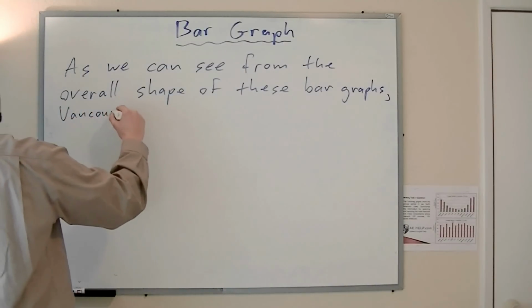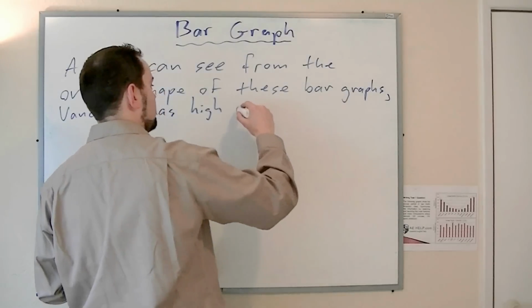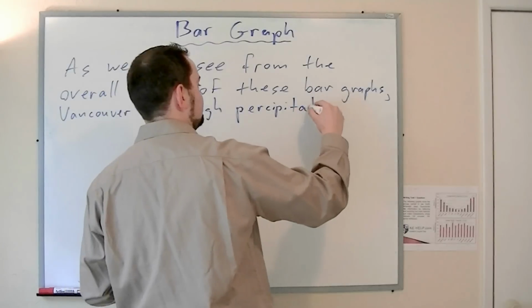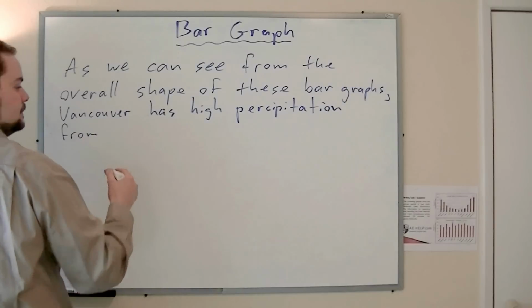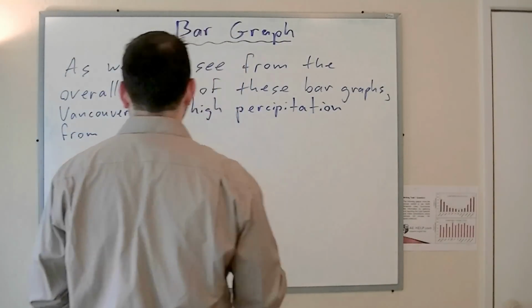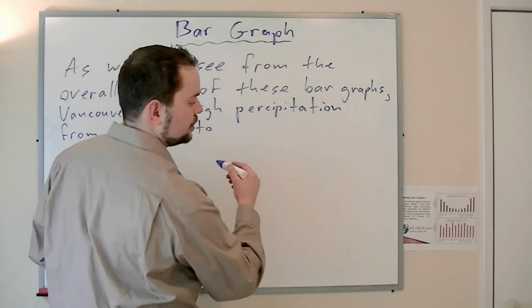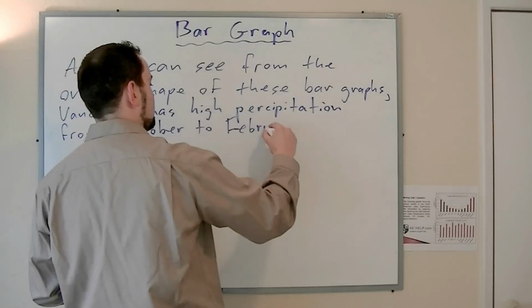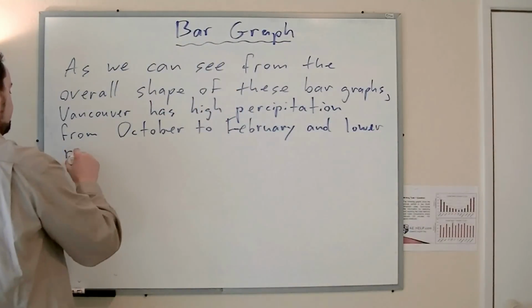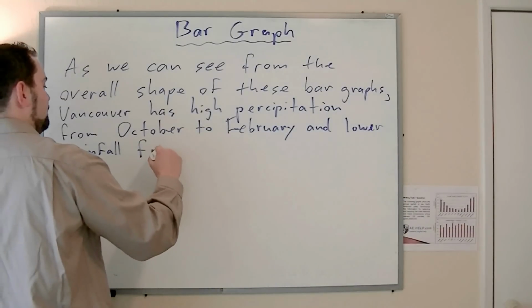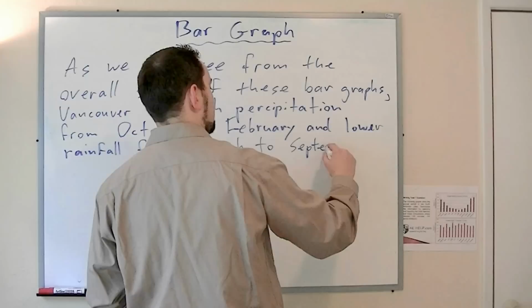Vancouver has high precipitation from October to March, October to, let's say, February, and low or lower rainfall from March to September.